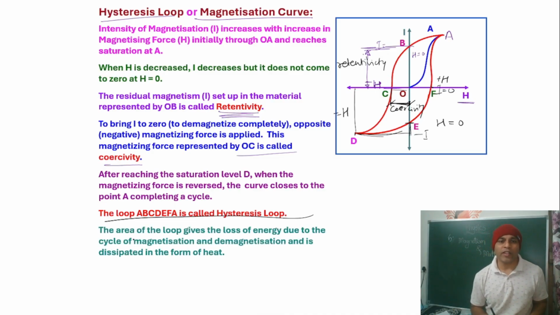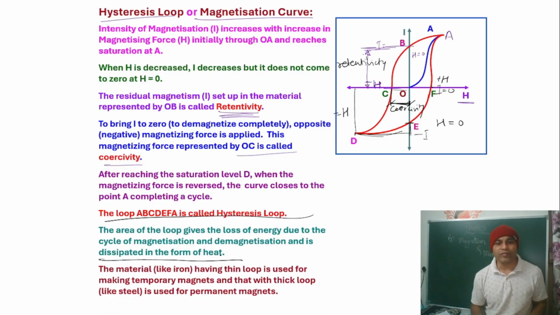The area of the loop gives the loss of energy due to the cycle of magnetization and demagnetization, and it is dissipated in the form of heat. The material like iron, having a thin loop, is used for making temporary magnets, and that with a thick loop, like steel, is used to form a permanent magnet.